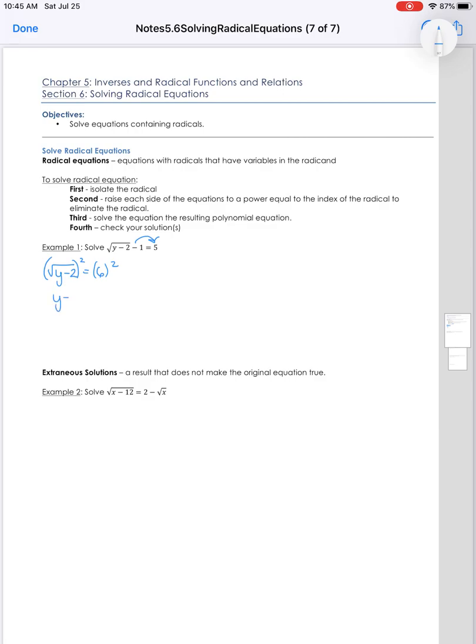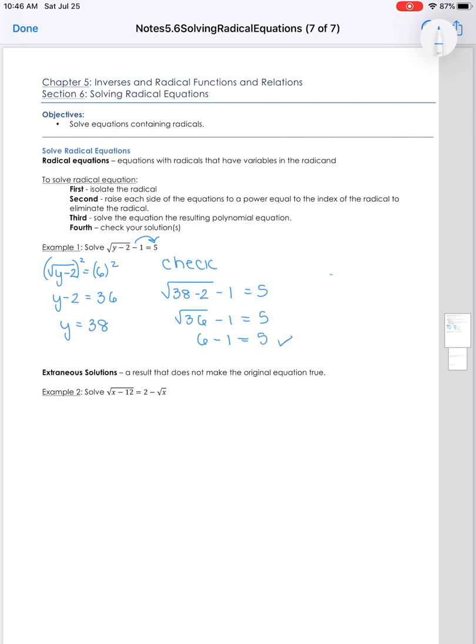To solve a radical equation, first, we're going to isolate the radical. Second, we're going to raise each side of the equation to a power equal to the index of the radical to eliminate the radical. Third, we're going to solve the equation. And fourth, we're going to check our solution. So step 1, isolate the radical. So the 1's got to move over.